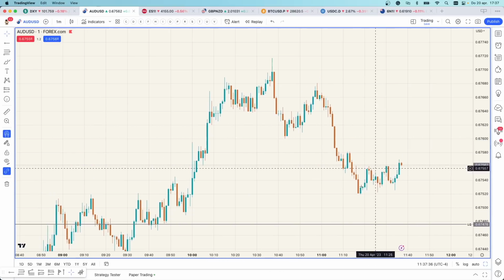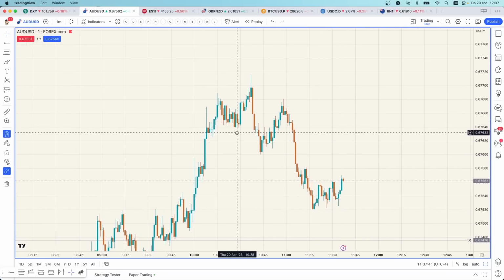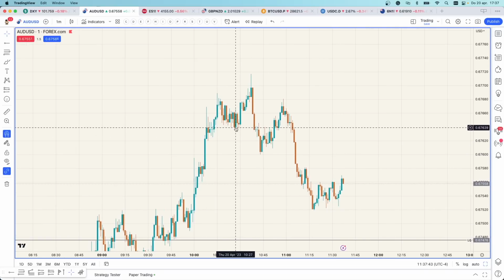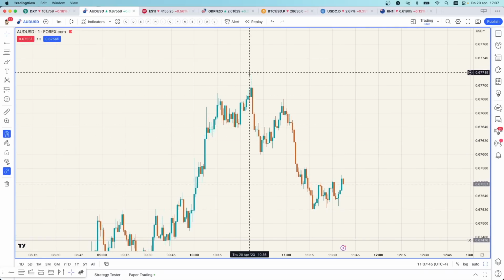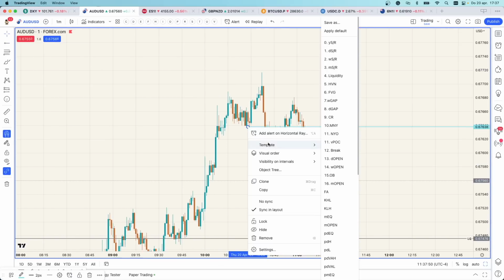So the setup goes like this. Once you are above a liquidity level, you look for your key higher low. So your key higher low is the low leading towards the high. So you place this as your key higher low.